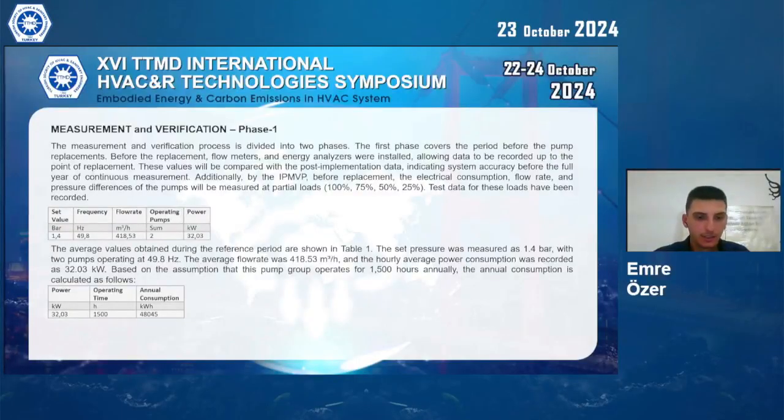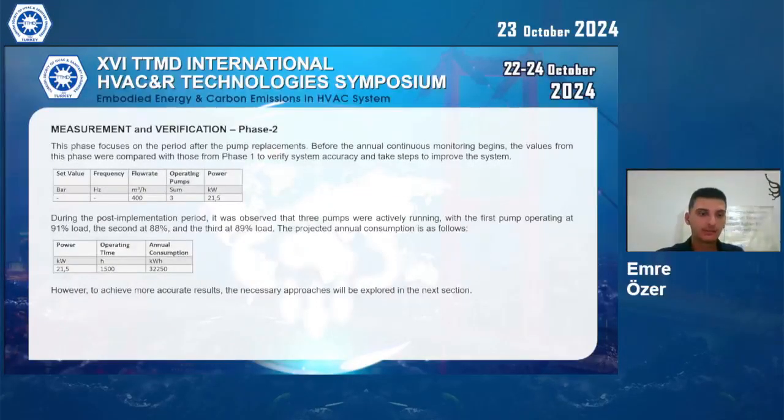If the verification steps are applied by taking a pump group as an example, we get these values in the table, as you can see. In the table, hourly average power consumption was recorded as almost 32 kilowatts for the reference period. Based on the assumption, as we told before, that this pump group operates for 1,500 hours annually, the annual consumption is calculated as follows, which is almost 48,000 kilowatt hours.